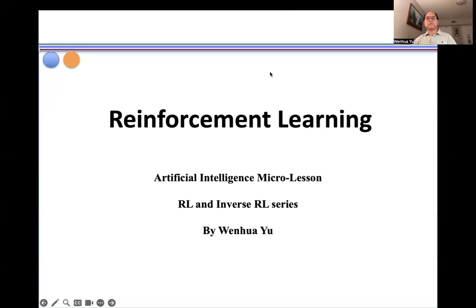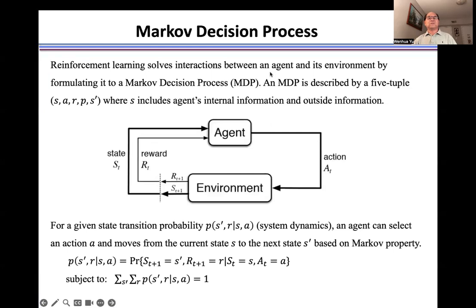Now I introduce reinforcement learning. Reinforcement learning tries to solve interactions between an agent and his environment by formulating the problem to be a Markov decision process. A Markov decision process is a 5-tuple, which includes state, action, reward, state transition probability, and the next state. The state includes the agent's internal information and outside information.